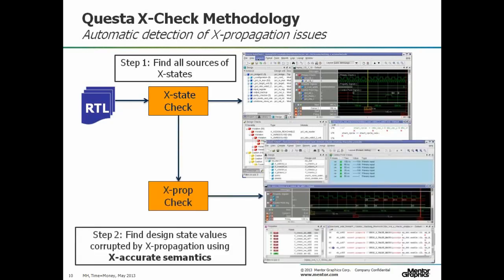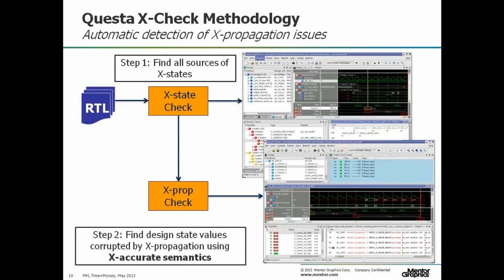So X states you may expect, but also expect those X's to be flushed when you apply an initialization sequence. So be it reset or some other elaborate initialization. So those X's are there, and then they get flushed as you apply, say, a reset sequence. So again, you can use formal to apply that sequence to ensure those X's don't live continuously in your design.